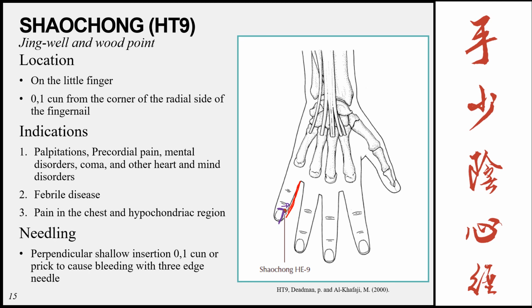This point can be used for palpitations, precordial pain, mental disorders, coma, and other heart and mind disorders. It can also be used for febrile diseases, as well as any other condition related to heat. And thirdly, it can be used for pain in the chest and hypochondriac regions. Our insertion is a perpendicular shallow insertion, 0.1 tsun, or we can prick this point to cause bleeding with a 3-edged needle.